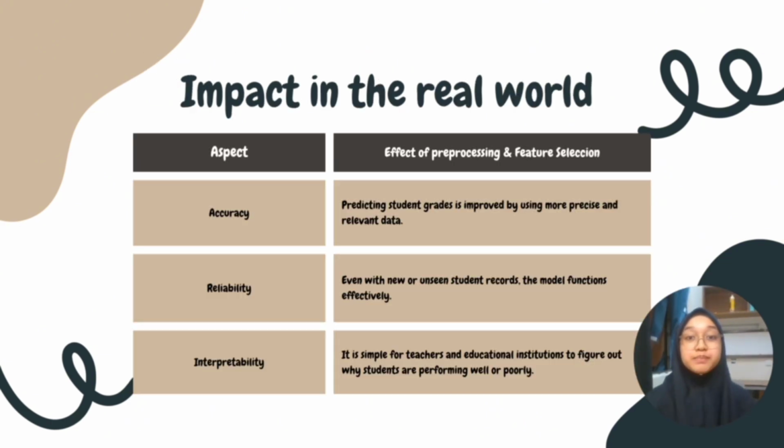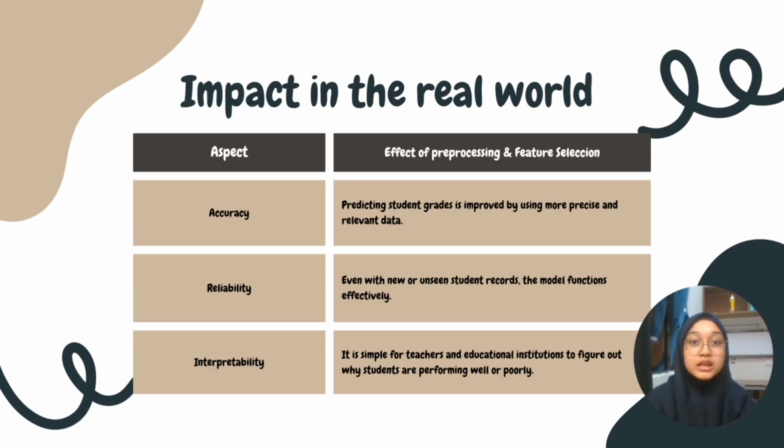Preprocessing and feature selection play a key role in improving the performance of a predictive model, especially in the education domain. These two steps directly influence three important aspects, which are accuracy, reliability, and interpretability. For accuracy, preprocessing ensures that the data used in training is clean, consistent, and free from irrelevant information. Feature selection focuses only on the most relevant attributes, such as assignment scores, quiz average, and attendance.